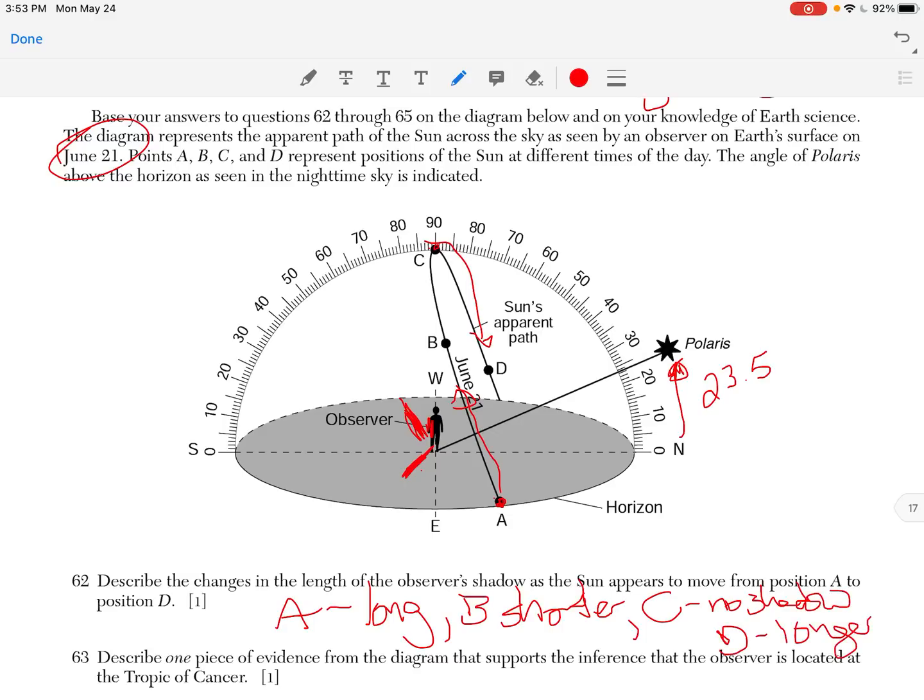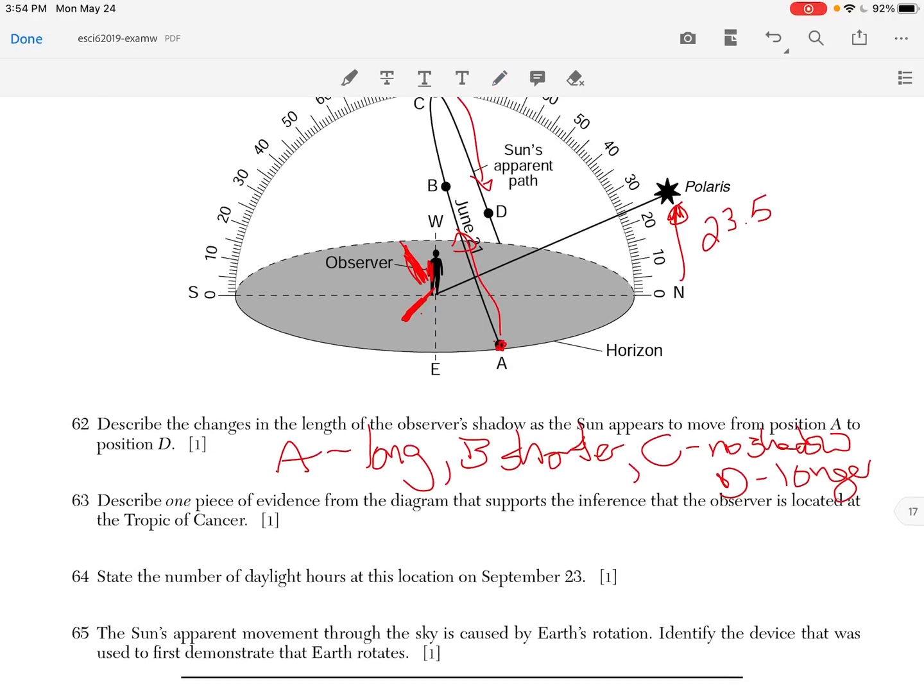Okay, and you could describe that in paragraph form. You can describe that in a sentence or two. You could describe the direction of the shadow, where it's pointing. Basically, you just need to tell the changes along that path from A all the way to D. Okay, so that's kind of the answer to number 62. You have a little bit of freedom there in your answer, but that's essentially what we're looking for in that answer.